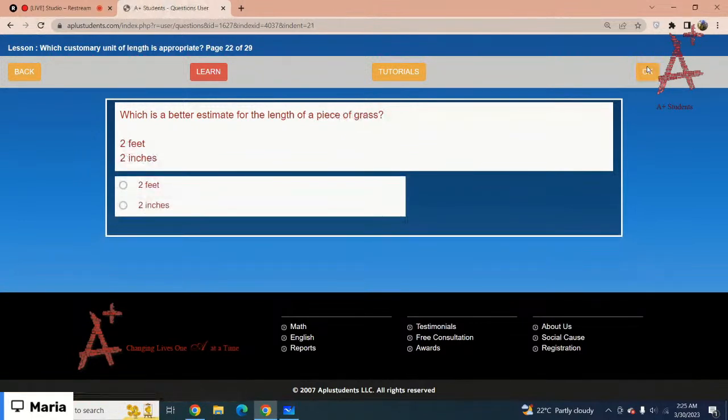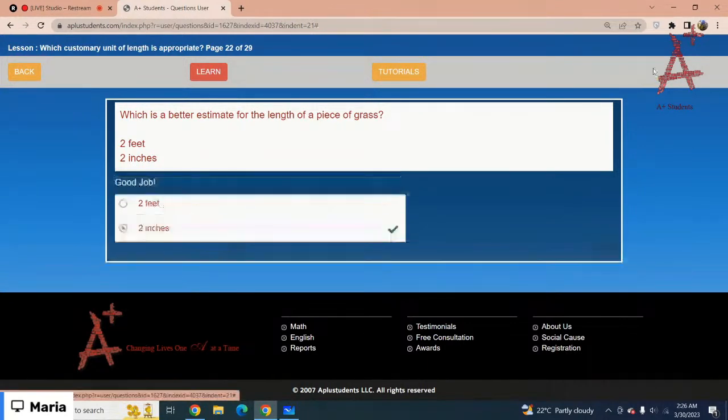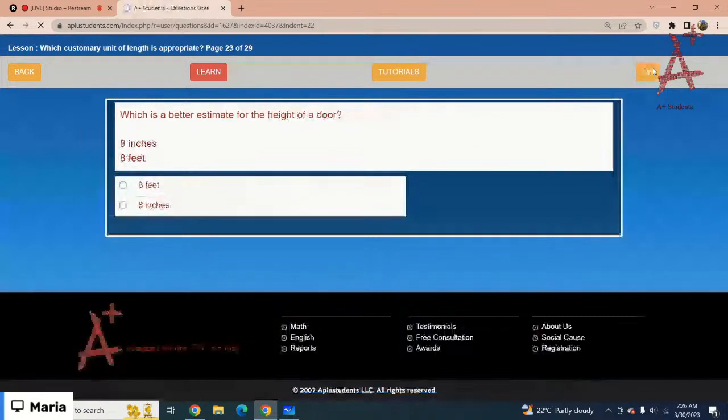Okay, which is a better estimate for the length of a piece of grass? A piece of grass would be 2 inches. Got it? Feet is a much bigger unit for the length of grass. Okay, which is a better estimate for the height of a door? 8 inches or 8 feet? The height of a door would be in feet. It would be 8 feet. Got it? The correct option is 8 feet.